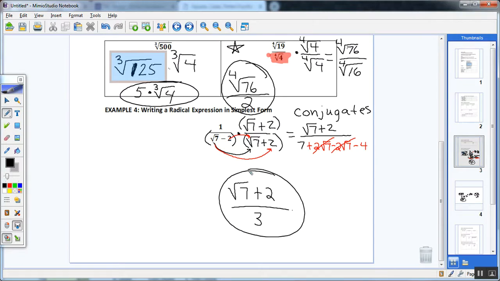That's tough stuff right there, kids. If you see like a root plus something or root minus something, what do you automatically want to think here, kids? Think conjugates right off the bat, okay?